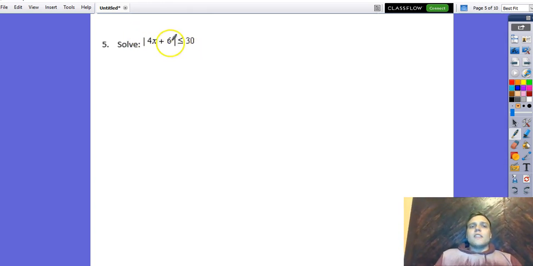So the first thing you have to do is get the absolute value by itself. Well, that's already done. I don't have anything else on the left side with the absolute value. So now, if you remember, absolute value means there's 2 equations. So I can set that up.